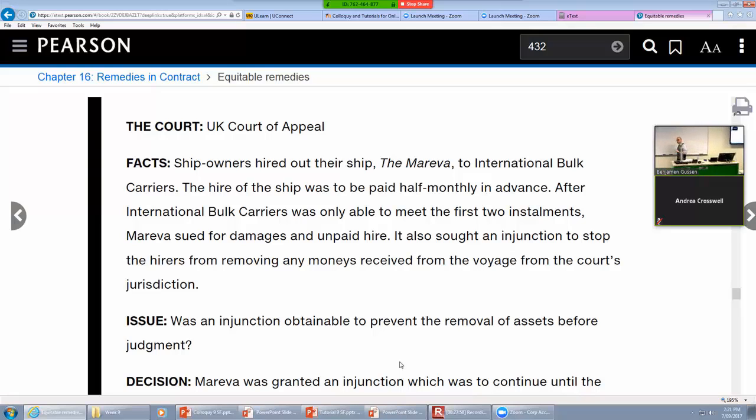Okay, like P&O. So instead of P&O buying the ship, they simply hire the ship for their cruises. Now they agreed that they're going to hire the ship and they're going to pay for it every 2 weeks. So there would be an advance payment every 2 weeks. After International Bulk Carriers was only able to meet the first 2 installments, Mareva sued for damages and unpaid hire.